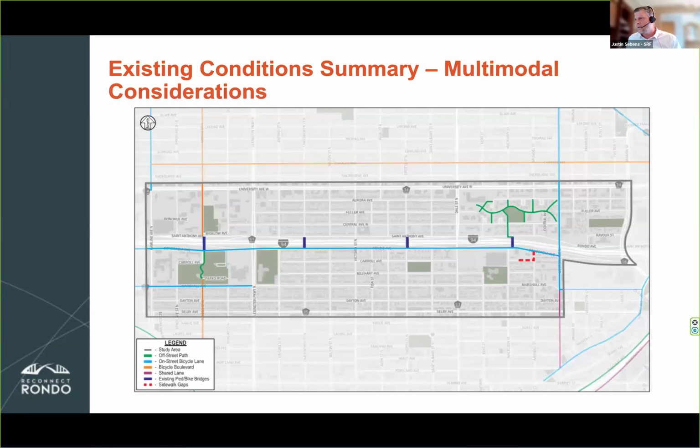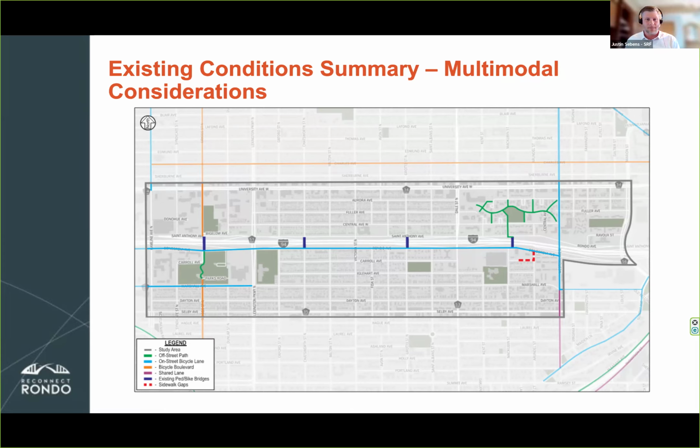Next slide, please, Keith. The other piece as we go through here is the multimodal piece as well. So again, seeing those crash rates, seeing those impacts to our most vulnerable road users. We also want to look at, do we have any gaps?